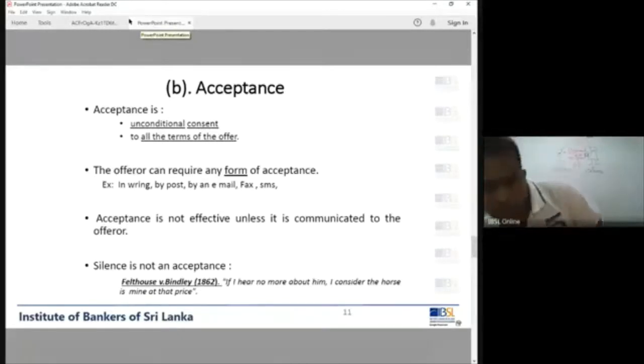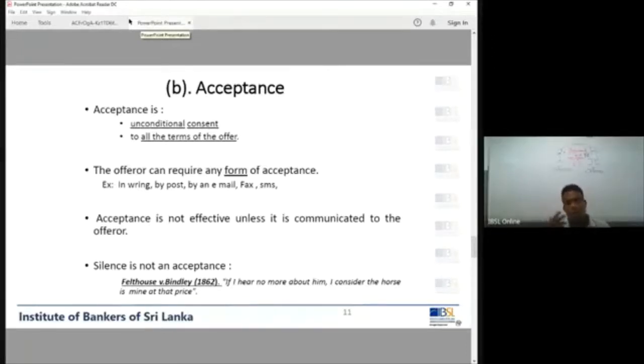Then, silence is not an acceptance. This is another important point. When the offeror, who is a person who makes the promise, is making an offer, he can't say that if you don't reply to my offer, I consider that you have accepted my offer. You can't put a condition like that, because silence is not an acceptance as per law.